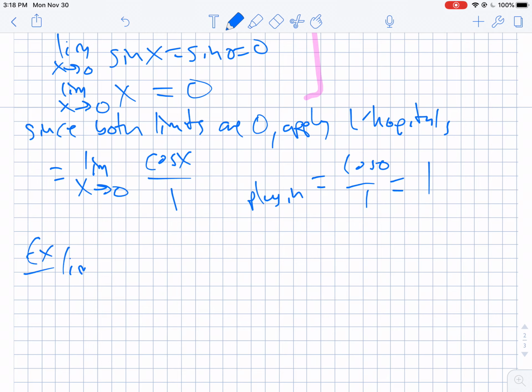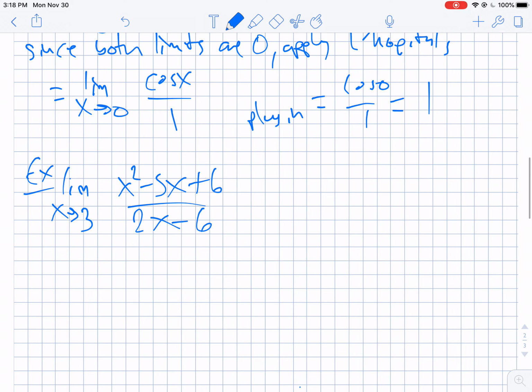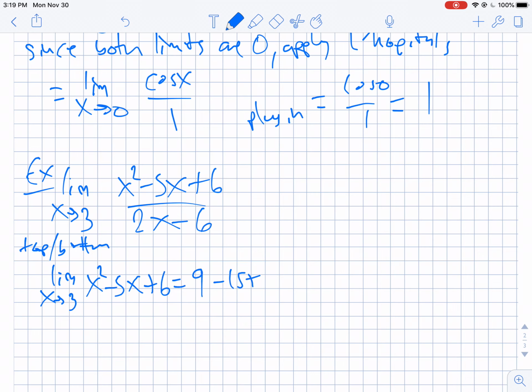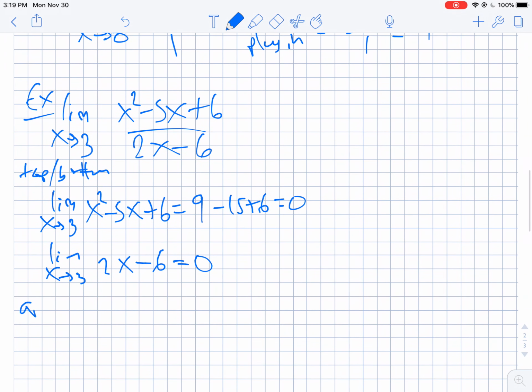So suppose we say the limit as x goes to 3 of x squared minus 5x plus 6 divided by 2x minus 6. This is a good habit to get into anytime you're using a fraction: do the top and the bottom limits separately. So the limit as x goes to 3 of x squared minus 5x plus 6. Of course, this is super easy. This is just 9 minus 15 plus 6, that's 0. You take the limit as x goes to 3 of 2x minus 6. That's also 0, of course. So we can apply L'Hopital.